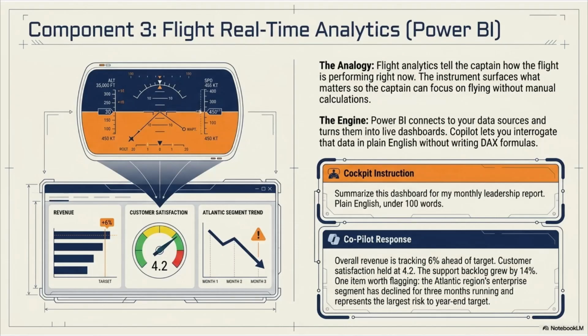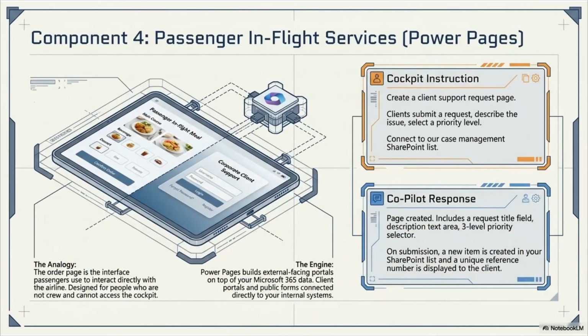to your year-end target. Component 4 is Power Pages, your passenger in-flight services. Think about the screen in the back of the seat. It's the interface passengers use to interact with the airline directly. They're not crew, and they can't get into the cockpit. Power Pages does the same job. It builds external-facing portals on top of your Microsoft 365 data, so clients and the public can interact with your systems through a controlled front door.